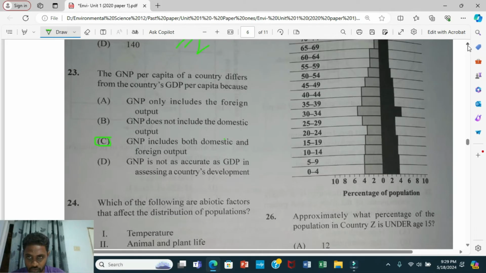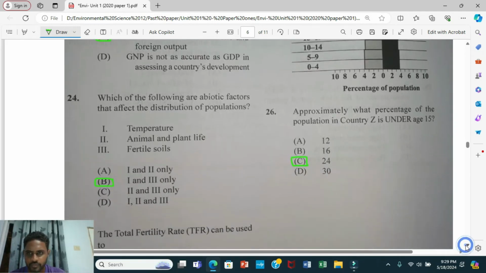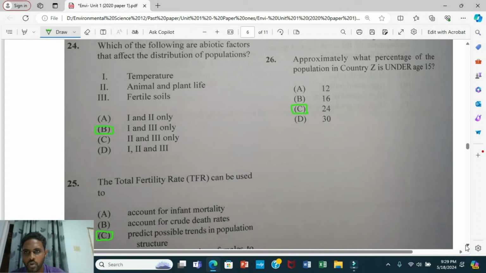All right, 23. The gross national product per capita of a country differs from the country's GDP per capita because, and the answer is C, GNP includes both domestic and foreign output. 24. Which of the following are abiotic factors that affect the distribution of populations? 1. Temperature. 2. Animals and plants. And 3. Fertile soils. Of course, guys, animals and plants are biotic, not abiotic. So the answer is B, 1 and 3.